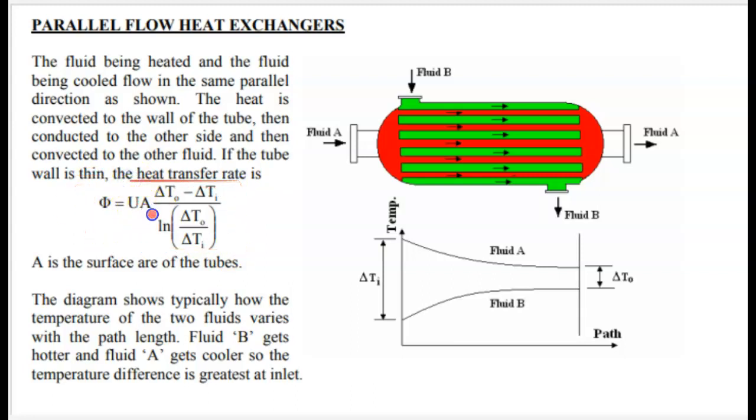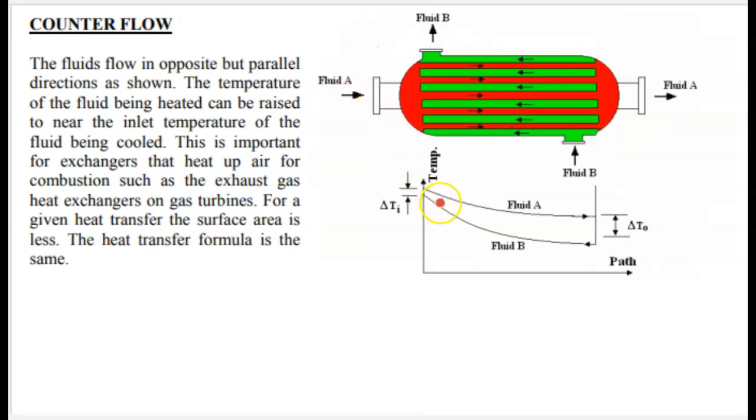Now here the A is the surface area. This should be an A as well. It's the surface area of the tube. U is the coefficient, and the others are just change in temperature. Okay.